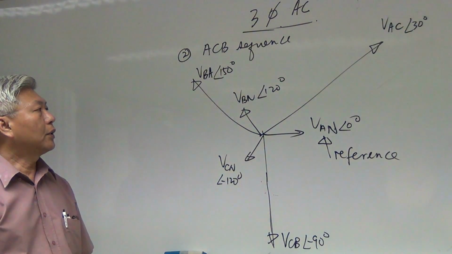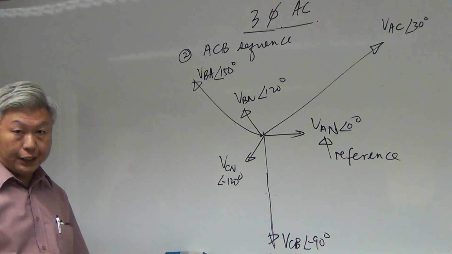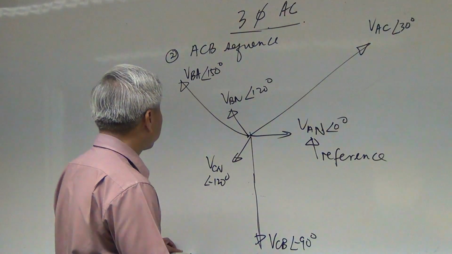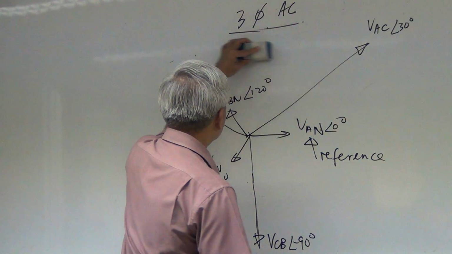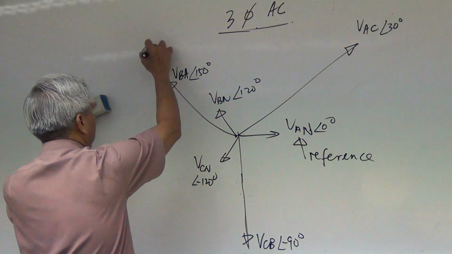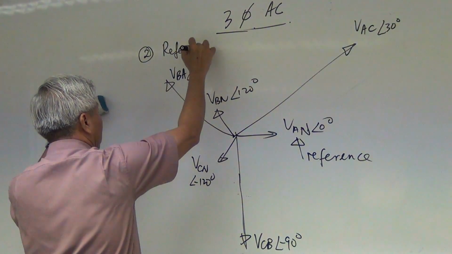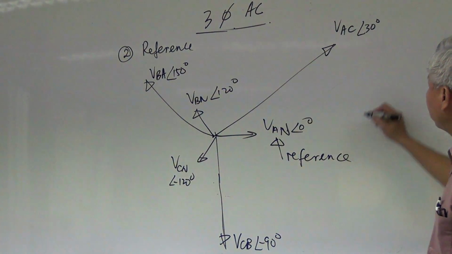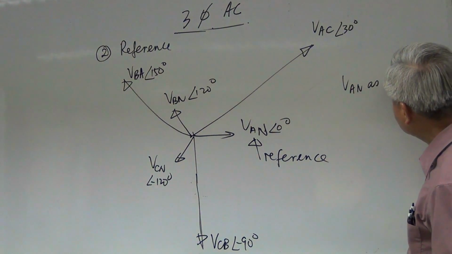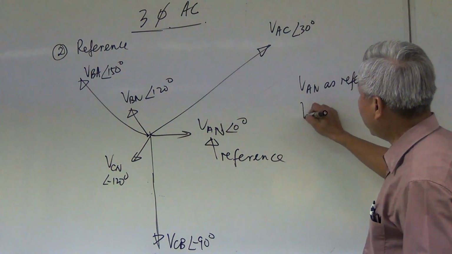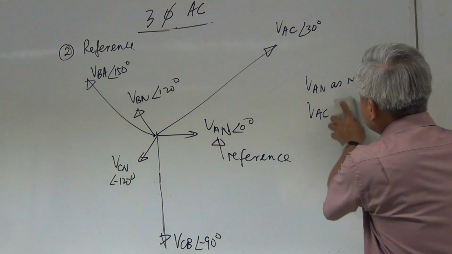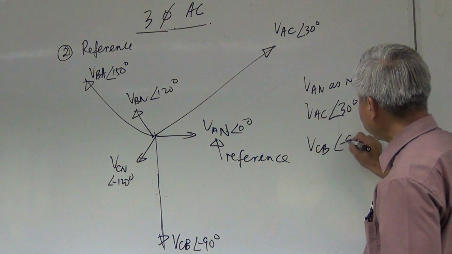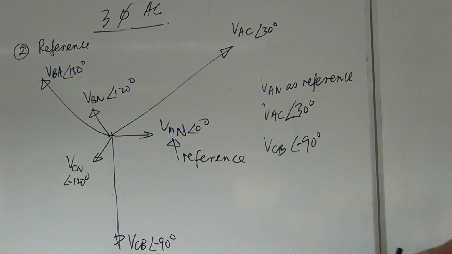Okay. Alright, so now let's talk about changing the reference. If I do not want this to be the reference now, so now I'm talking about reference. In my phasor diagram here, VAN is my reference. When VAN is the reference, VAC is 30 degree, and VCB is minus 90 degree. That's when VAN is the reference.